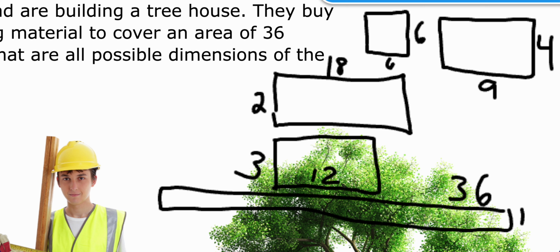Mason? I think 3 by 12, 6 by 6, and 9 by 4 would be the only viable options. 3 by 12 would still be pretty narrow. I mean, 3 feet wide and 12 feet long. That'd be a weird looking tree to be able to get that in. I think 6 by 6 and 4 by 9 are definitely reasonable. 3 by 12 is getting a little weird. I don't think 2 by 18 is going to work. It's very narrow, so that's tough.